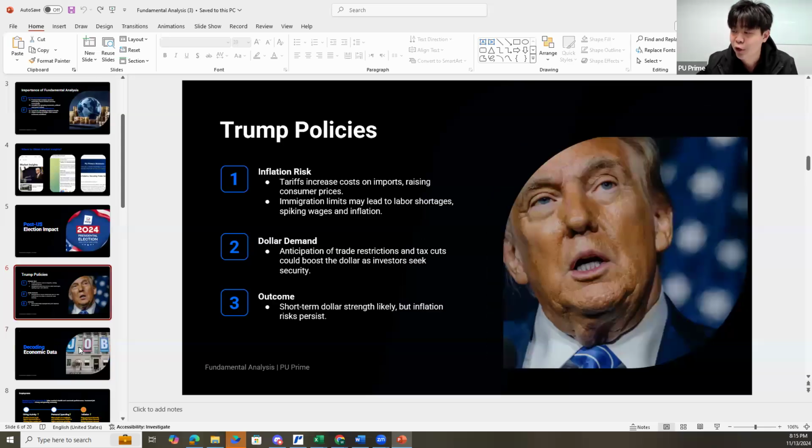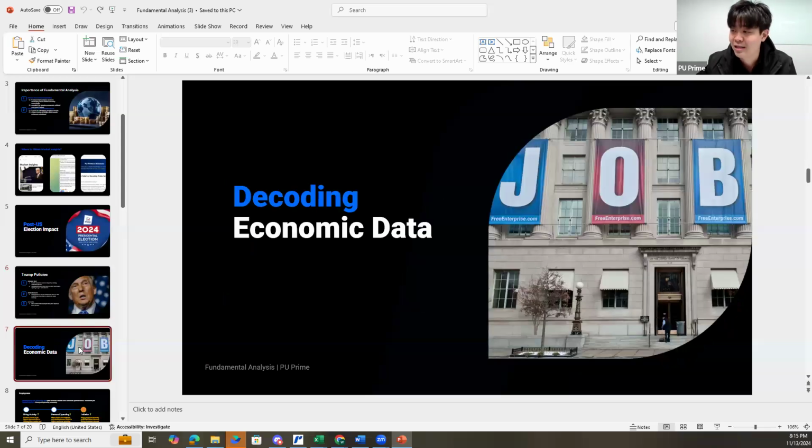And then the next thing that is going to affect the global currency should be the economic data, because as comparison, right?